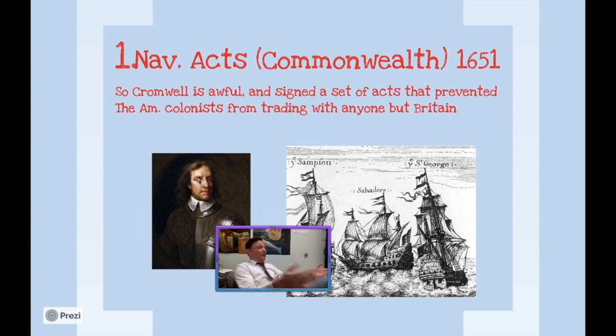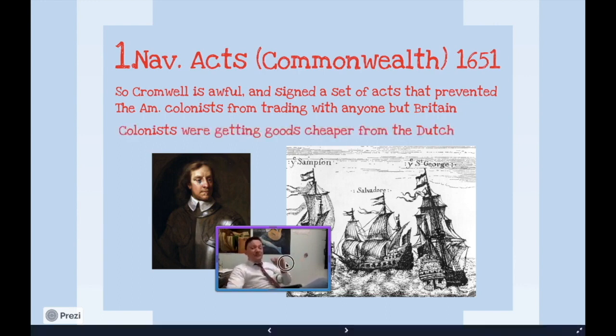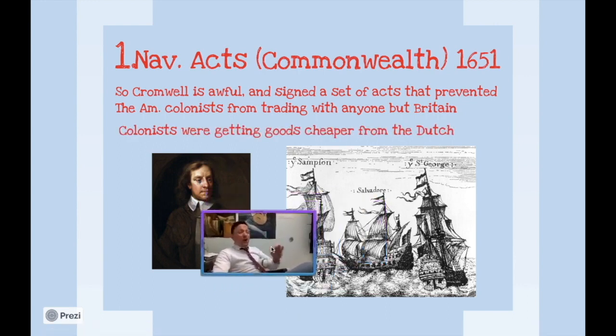So it's like, okay, if you're English, you're only buying English goods. If you're Dutch, you're only buying Dutch goods. If you're French, you're only supposed to buy French goods, to keep the money cornered inside of the country, right? Well, Cromwell does this exactly like everybody else is doing because he is awful, and he signs a series of acts that actually even prevented, not just the people in England, but even the American colonists from buying goods from anybody that wasn't British.